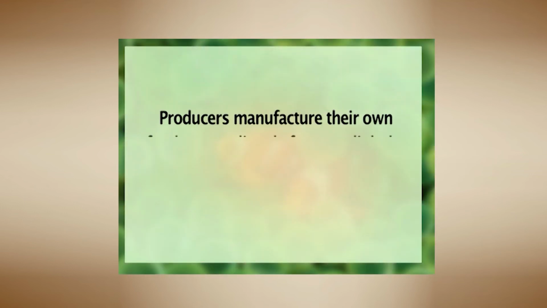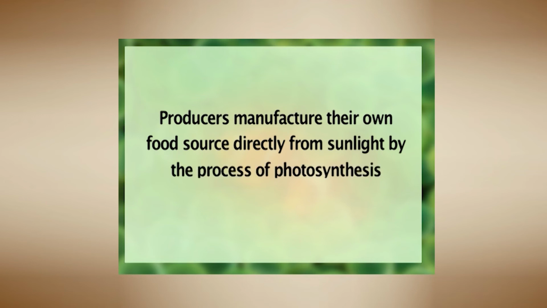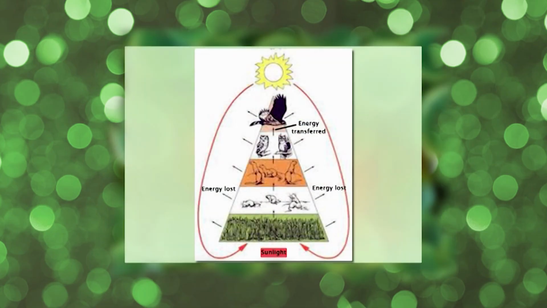Producers manufacture their own food sourced directly from sunlight by the process of photosynthesis. In order to carry out life functions, consumers acquire energy through the burning or breaking down of food molecules they consume from producers. Thermal energy or heat energy is produced as a result of burning of these food molecules, and more than half of the energy from each food molecule is lost as heat.